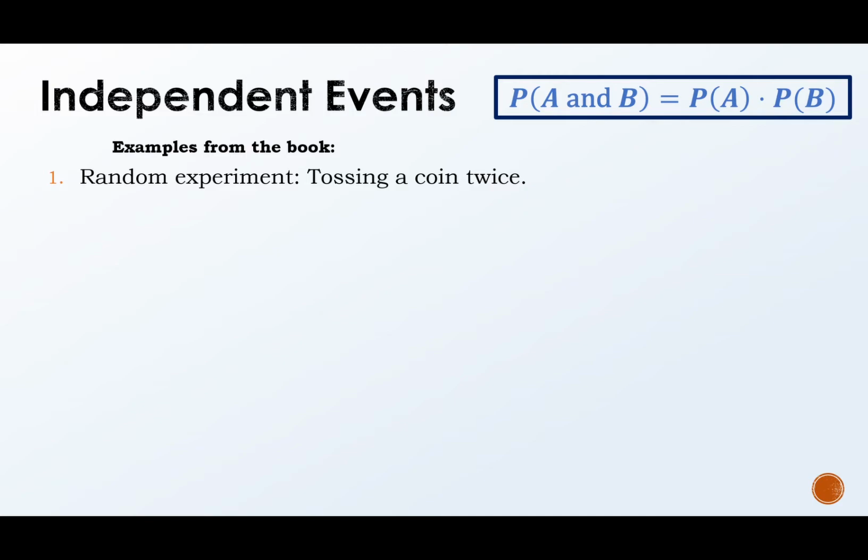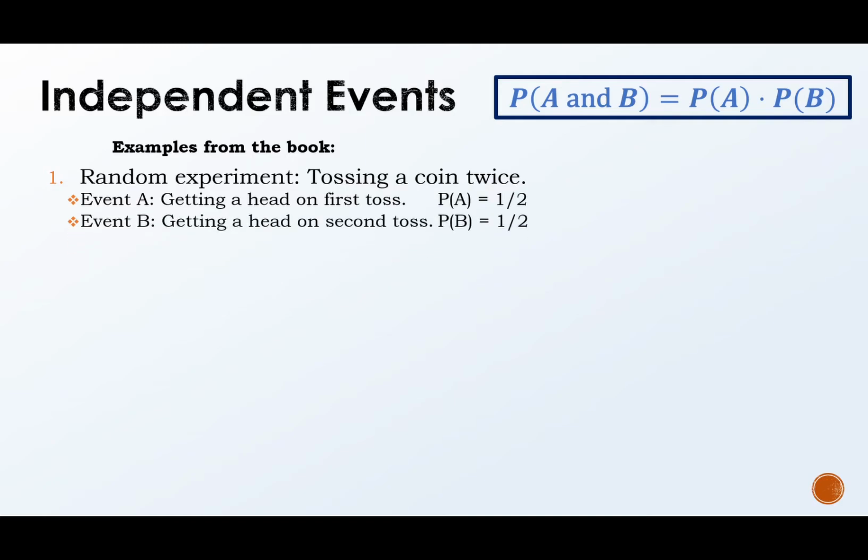Anyway, the random experiment is tossing a coin twice. And what if these are our events? The first event is getting a head on the first toss. Say, for the first toss, the sample space is head or tail, okay? So to get a head, the probability is 1/2, right? For the next event, getting a head on the second toss again. So, the probability that we'll get a head is again 1/2, because it's just head or tail.